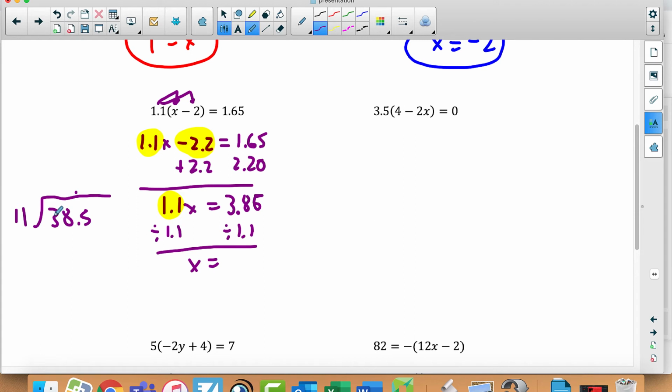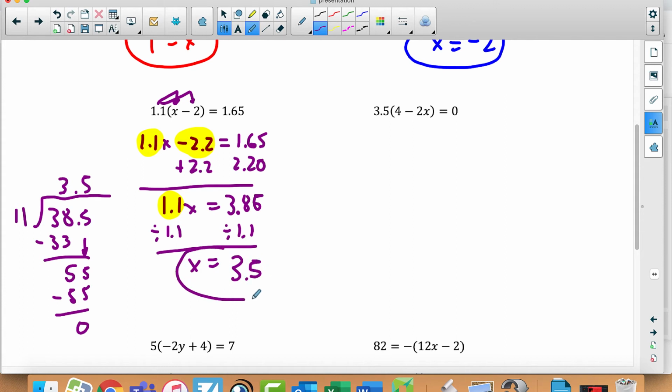11 goes into 3, no. 11 goes into 38, yes, 3 times. 3 times 11 is 33. Subtract and you get 5. Bring down the 5. Oh, perfect. 11 goes into 55 5 times, and that's it. We're done. So our answer is 3.5. Yes, you can use a calculator for these questions. You don't have to do long division.